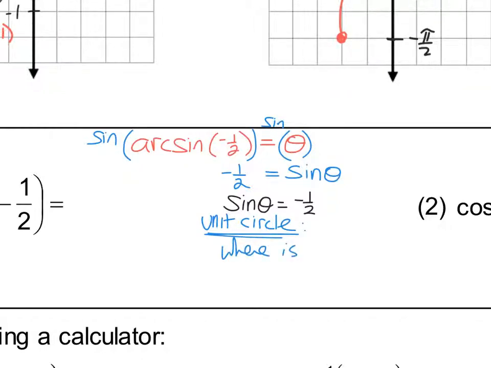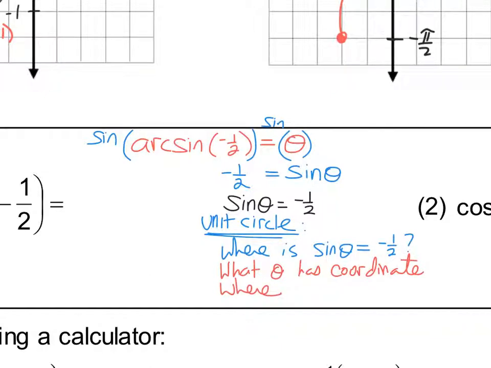Where is sine of theta equal to -1/2? Now, I'll rephrase that. What angle has a coordinate where the y value is -1/2?